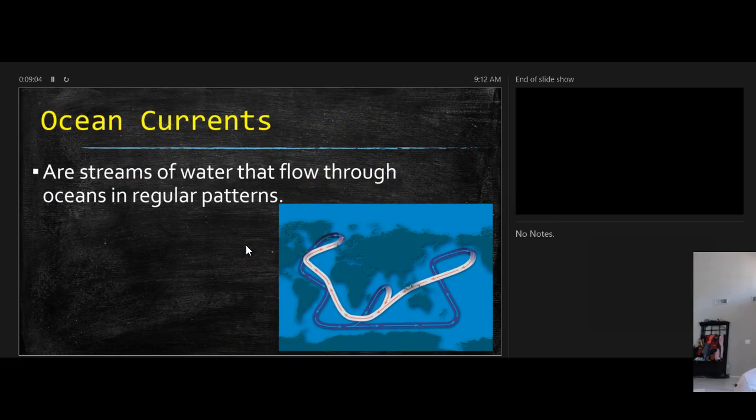Here we have ocean currents, and they're streams of water that flow through the ocean in regular patterns. Now these streams are very large. They're not small. And if you can see in the picture that I have up, this is how the water moves around the planet. And I can't tell you how important this is for the stability of the global climate. If anything were to interrupt this movement of water, you'd see drastic changes.